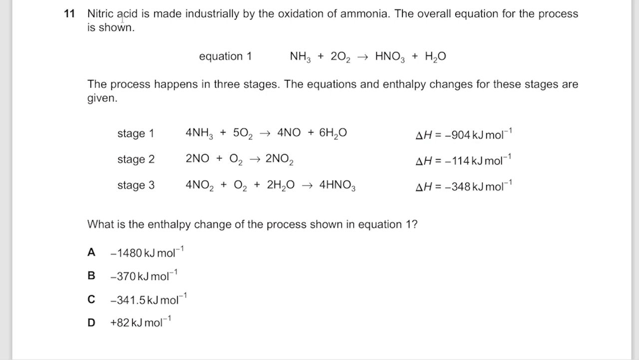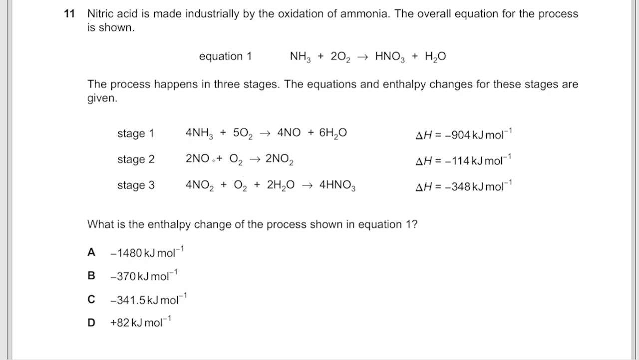Yes, ma'am. Okay. Nitric acid is made industrially by the oxidation of ammonia. The overall equation for the process is shown. Equation 1: NH3 plus 2O2 gives nitric acid and H2O. The process happens in 3 stages. The equations and enthalpy changes for these stages are given. So here are some of the reactions given.